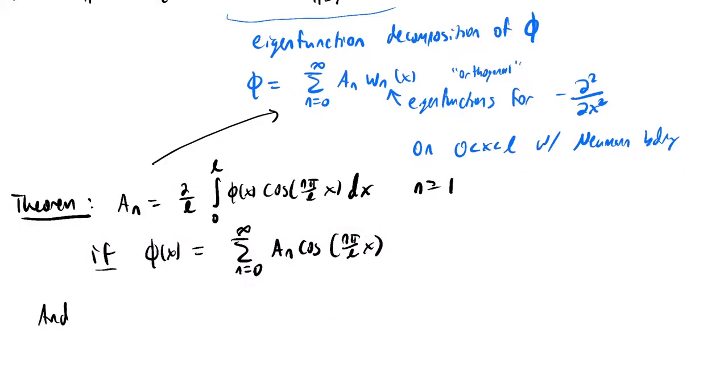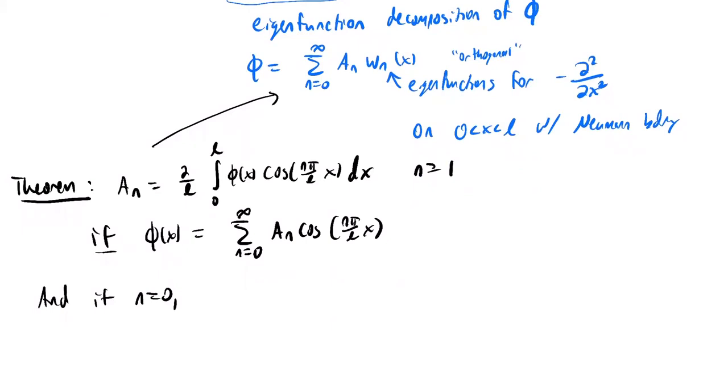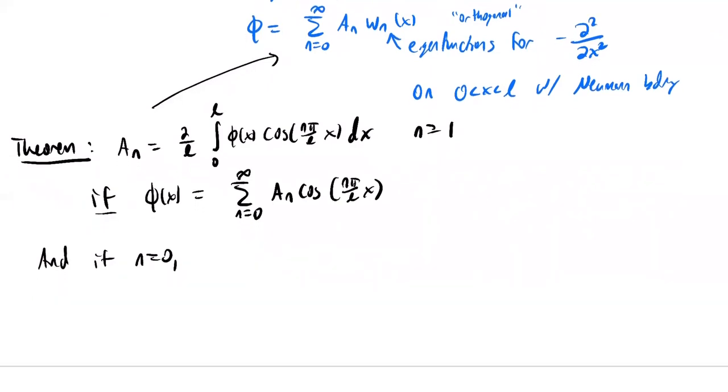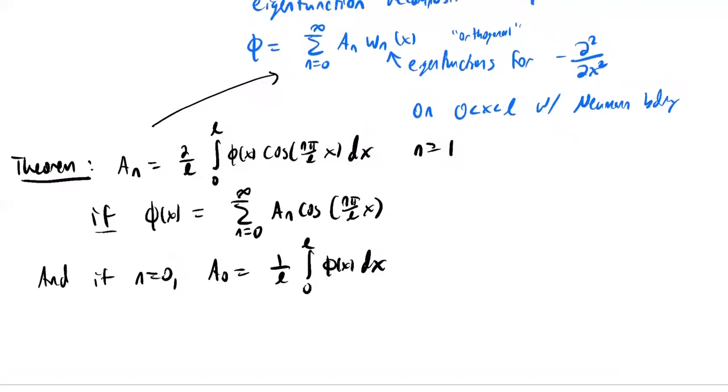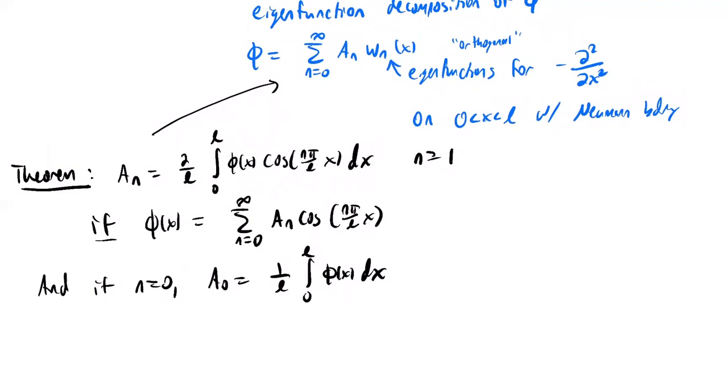And well, what is it for n equal zero? Right, sorry, I just confused myself with deleting the one half. Right, so if n equals zero, it's going to be one over L times the integral from zero to L of phi of x dx. Right, and so this is going to be proved in exactly the same way as we saw last time.